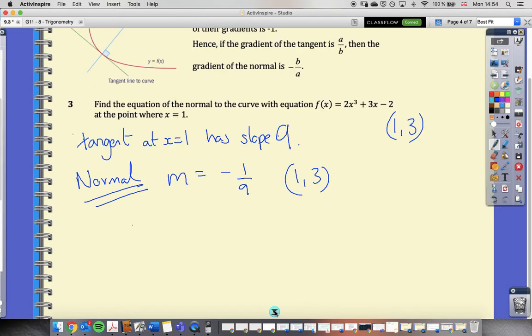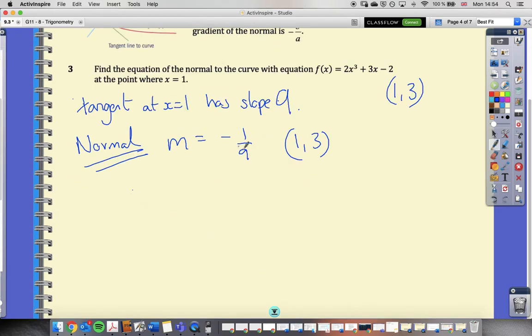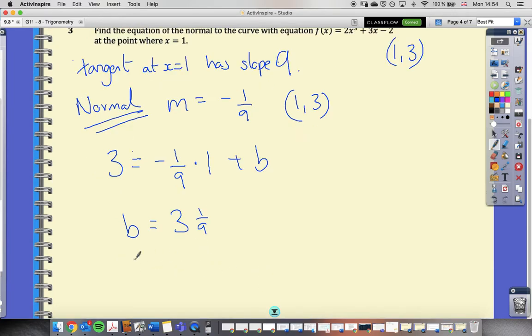Right, I think it's just the same as before really, with finding an equation of a line now. So y equals mx plus b, I'm going to go straight for 3 equals 1/9 times 1 plus b. So b is 3 and 1/9. Okay, and just to finish this off, the equation of my normal, y equals -1/9 x plus, you could write it as 3 1/9 or 28/9.